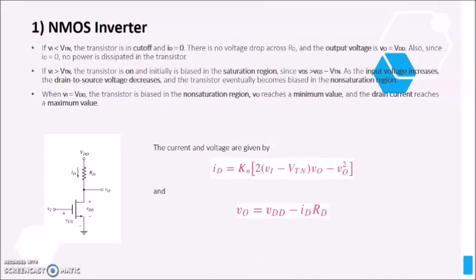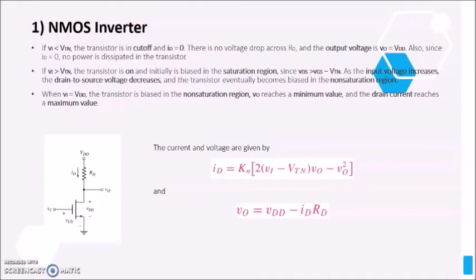If Vi is smaller than Vtn, the transistor is in cutoff and ID equals 0. There is no voltage drop across RD, and the output voltage is VO equal to VDD. Also, since ID is 0, no power is dissipated in the transistor. If Vi is greater than Vtn, the transistor is on and initially biased in the saturation region, since VDS is greater than VGS minus Vtn.